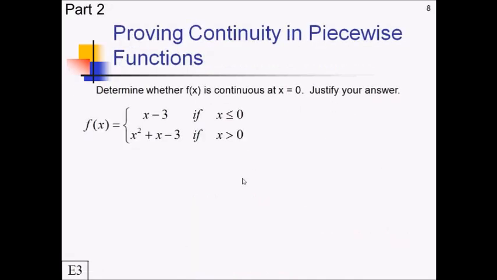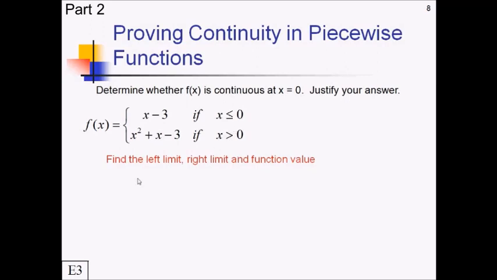Now that we've got our definition of continuity, let's use it to figure out whether this piecewise function is continuous at x equals 0. So in practice, to show that our function value and limit exist and they match up, we need to start by figuring out the left limit, the right limit, and the function value at the x value in question. So pause the video and take a moment to figure out all three things at x equals 0.